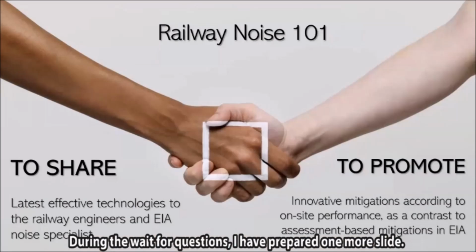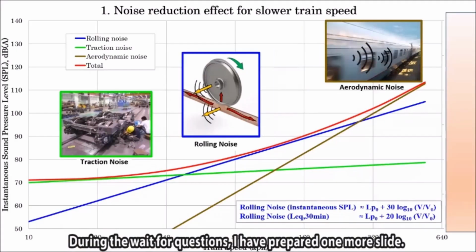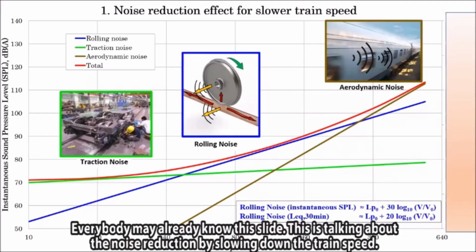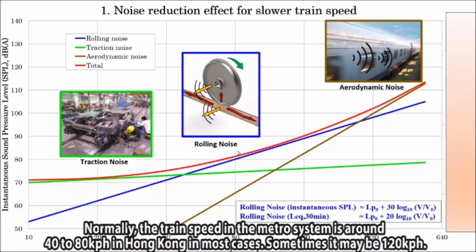During the waiting of the questions, I have prepared one slide. Everybody may already know this slide. It is talking about the noise reduction effect of slowing the train speed. Normally, the train speed in a metro system is around 40 to 80 in Hong Kong. In most cases, some of them may be 120.